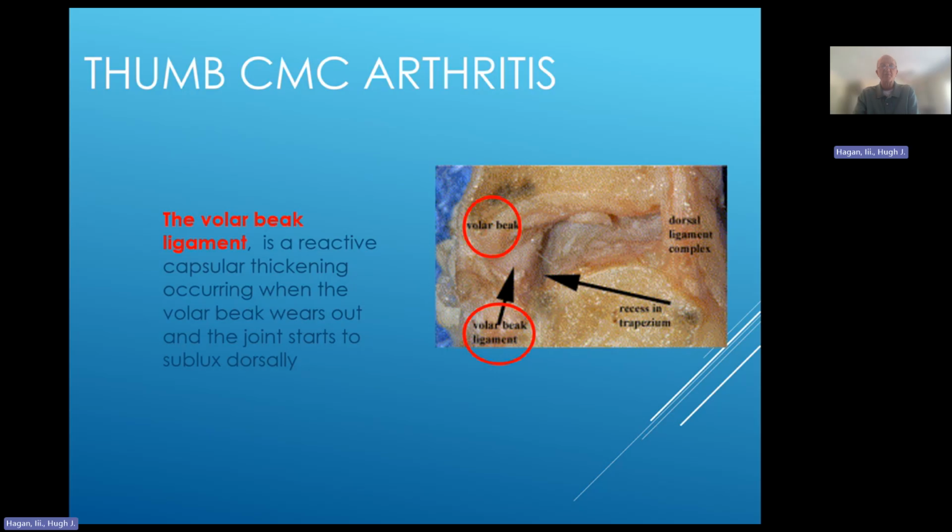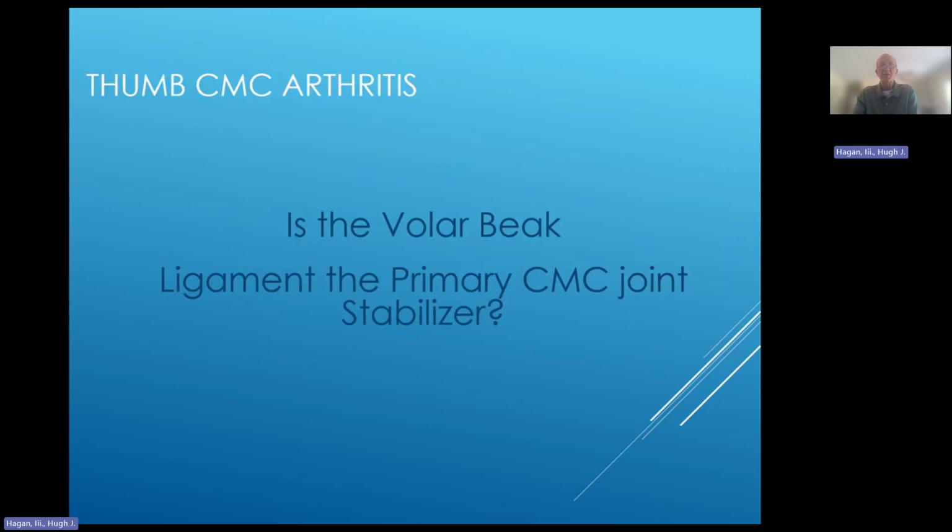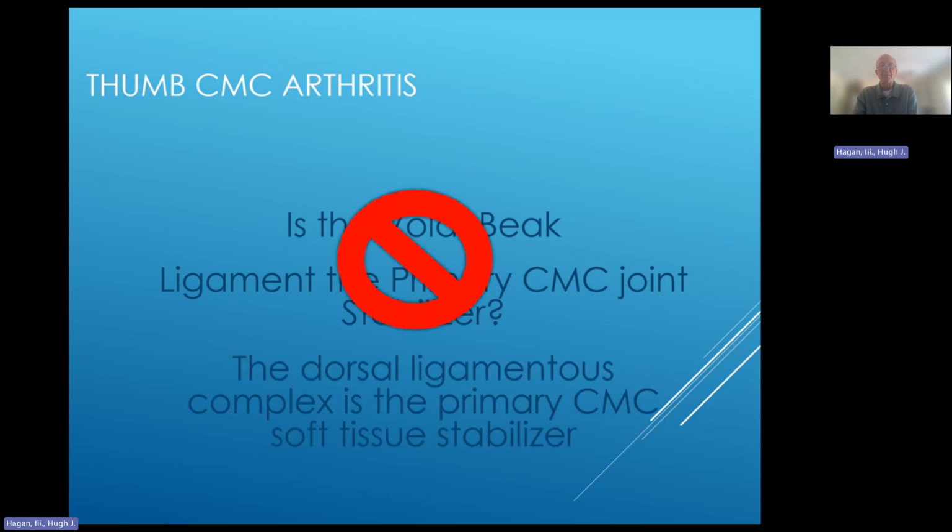The volar beak ligament, shown here on this photo, is a reactive capsular thickening that occurs when the volar beak wears out and the joint starts to sublux dorsally. It becomes much more prominent. So is the volar beak ligament the primary stabilizer of the CMC joint of the thumb? And the answer is probably not. The dorsal ligamentous complex is the primary CMC soft tissue stabilizer.